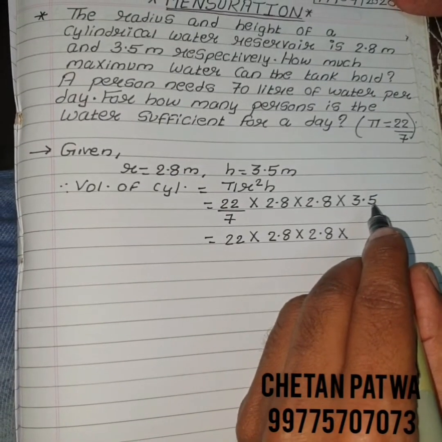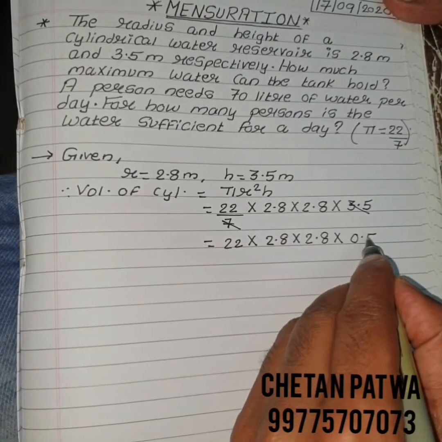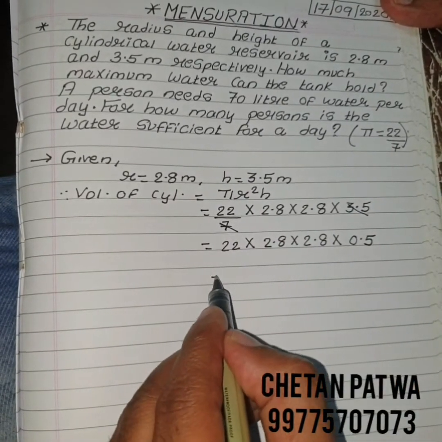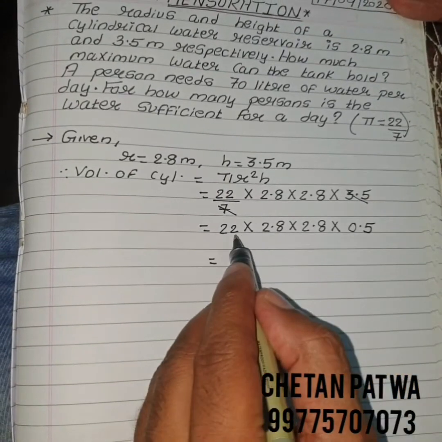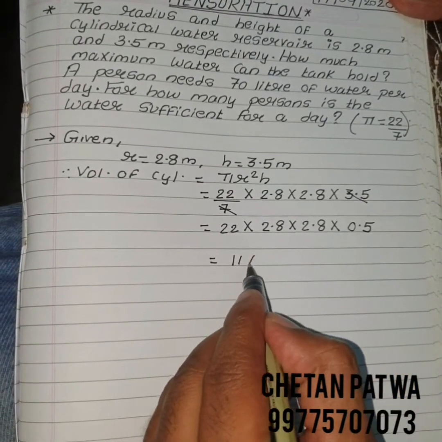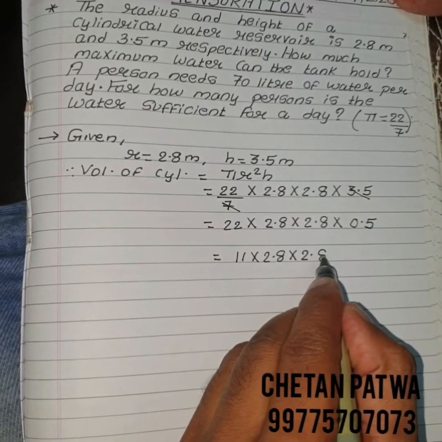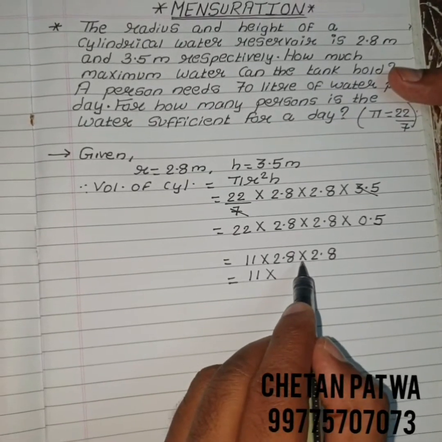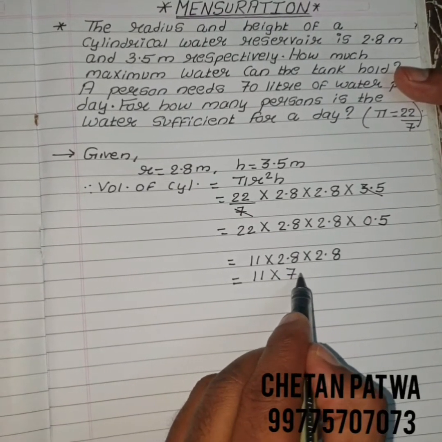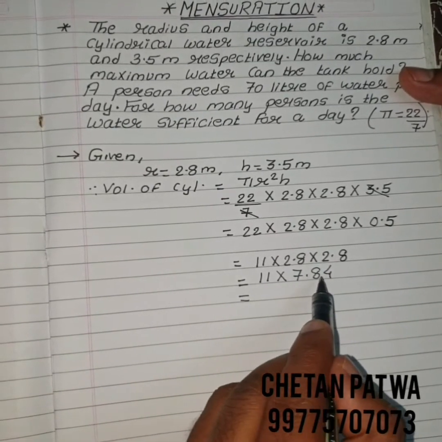we are having 3.5, so our answer will be 0.5. That is equal to, now 22, 0.5 means half. So what is half of 22? 11 into 2.8 into 2.8. That is equal to 11 into. Now what is the square of 28? 784. So 7.84. That is equal to, let's multiply by 11.